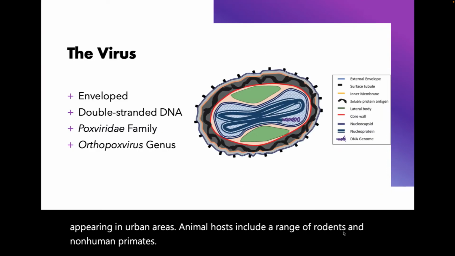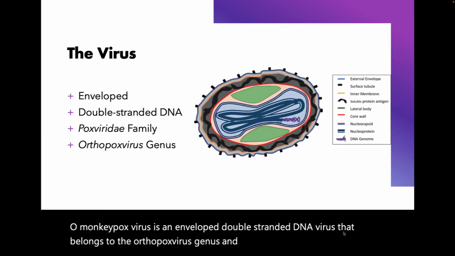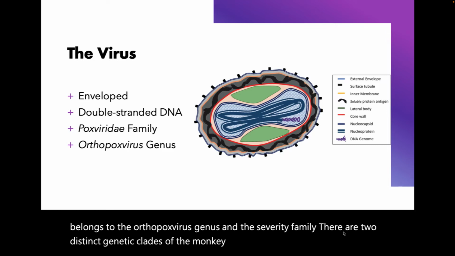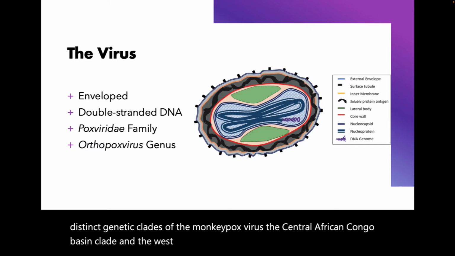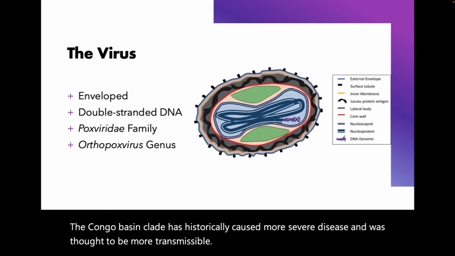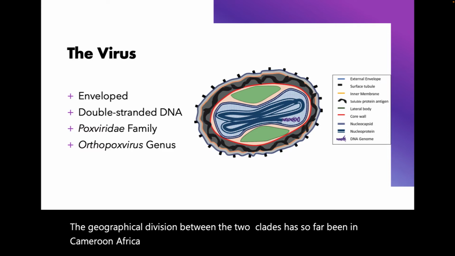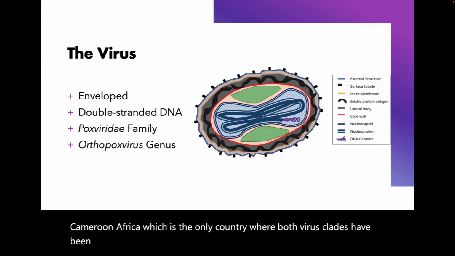So, monkeypox virus is an enveloped, double-stranded DNA virus that belongs to the orthopoxvirus genus and the Poxviridae family. There are two distinct genetic clades of the monkeypox virus: the Central African Congo Basin clade and the West African clade. The Congo Basin clade has historically caused more severe disease and was thought to be more transmissible. The geographical division between the two clades has so far been in Cameroon, Africa, which is the only country where both virus clades have been found at the same time.